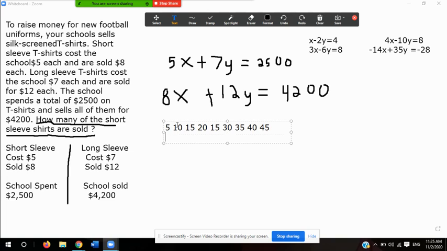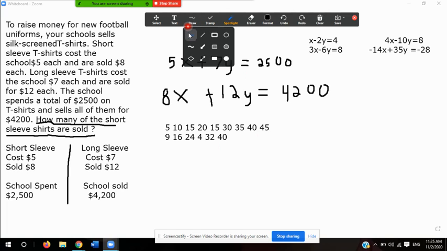Now I want to do the same thing for 8. So I know that 8 times 1 is 8. 8 times 2 is 16. 8 times 3 is 24. 8 times 4 is 32. And 8 times 5 is 40. And I don't need to go beyond that because I realize that 8 and 5 have a common multiple, which is 40. 40 is a common multiple for 5, and 40 is a common multiple for 8.